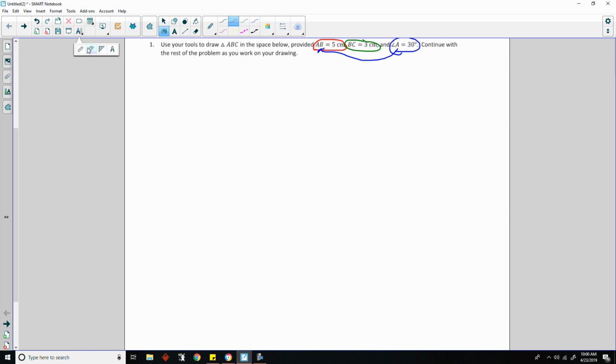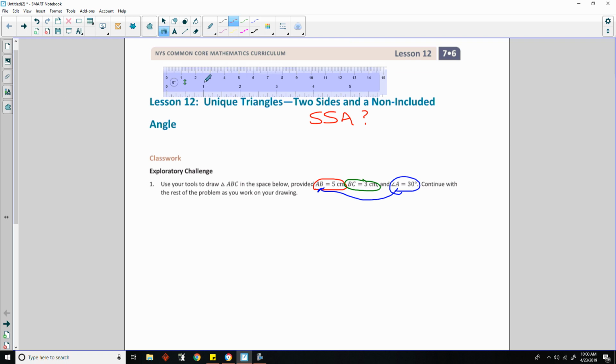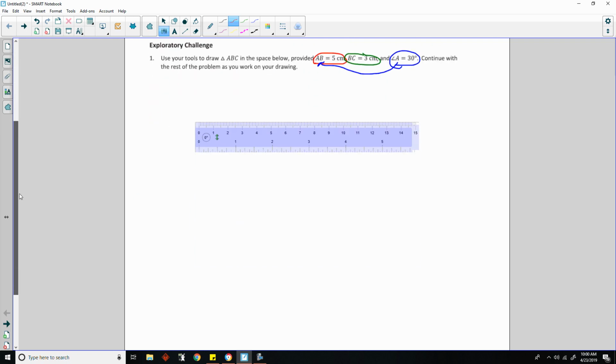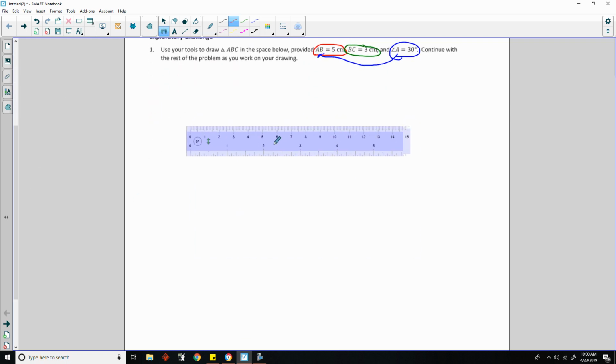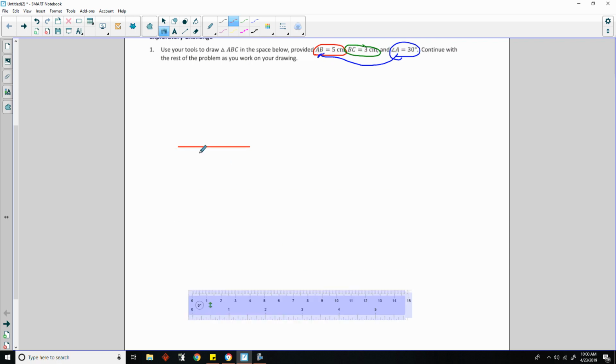So the first thing I need is a ruler. Okay, so here's my ruler, and I'm going to draw a line segment 5 centimeters long and call it AB. So right there, 5 centimeters, and I'm going to label it 5 cm, and this is A, and this is B. Okay, so done.